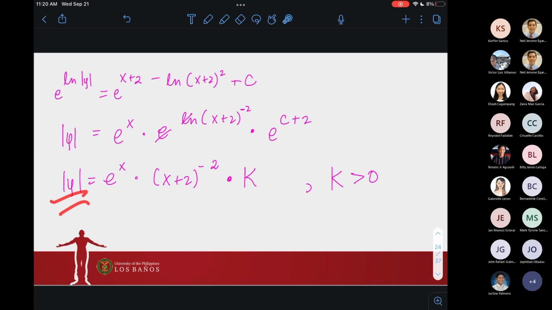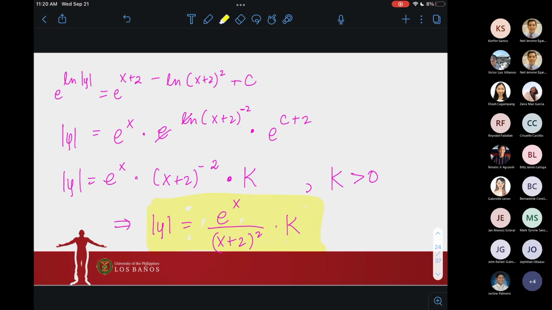This is absolute value of y. Pero, yeah, can we write it in a better way? Yeah, I think we're good. We can just write it as absolute value of y equals e to the x over x plus 2 quantity squared times k. Yeah, and then y can be negative kasi naka-absolute value naman siya. All right?